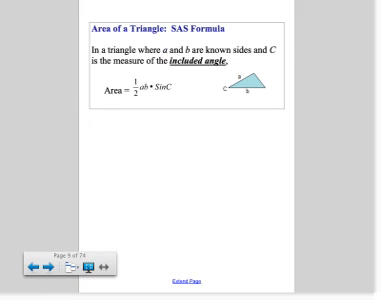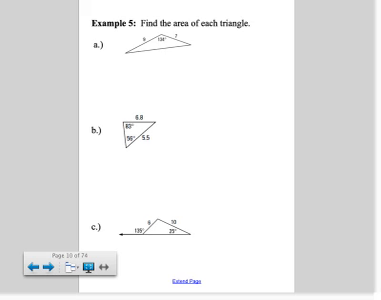And finally here it says the area of a triangle, SAS formula. You'll notice here I actually goofed up earlier. I said cosine. It's actually the sine. My apologies. So make note of that on the notes. It's sine C, not cosine. Okay, it says in a triangle where A and B are known and C is the measure of the included angle, 1/2 AB sine C. Alright, so for example, we'll just do one of these, and then we'll talk more about it tomorrow.